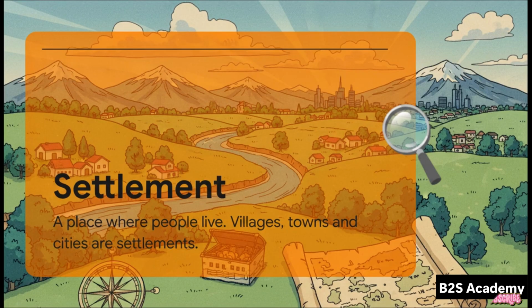A settlement. It's a simple word for any place where people live. It could be a tiny village with just a few houses, or it could be a massive, sprawling megacity. Either way, it's the most basic mark we humans make on the map. It's the places we call home.